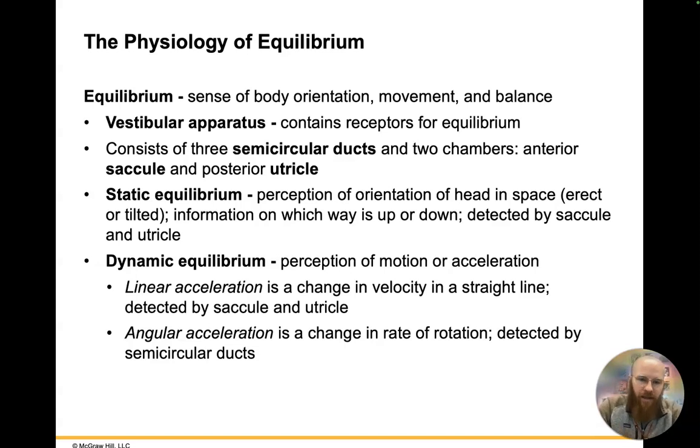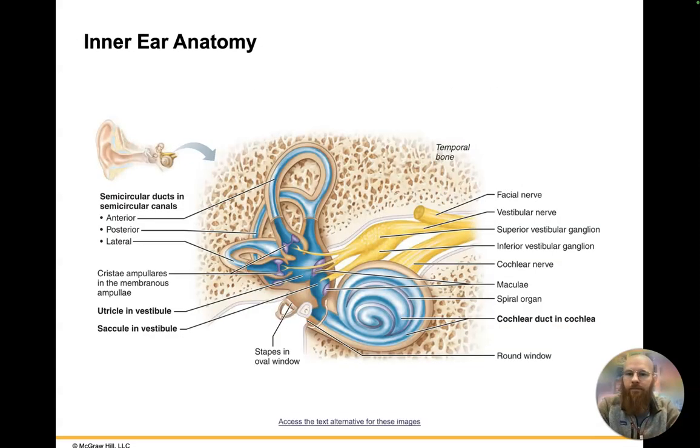And then you got dynamic equilibrium. This is, again, perception of motion or speeding up, acceleration. You have linear acceleration, which the saccule and utricle are specific to. It's just basically anything in a straight line. And then you have angular, which is a change in the rate of rotation. And this is where the semicircular ducts come in.